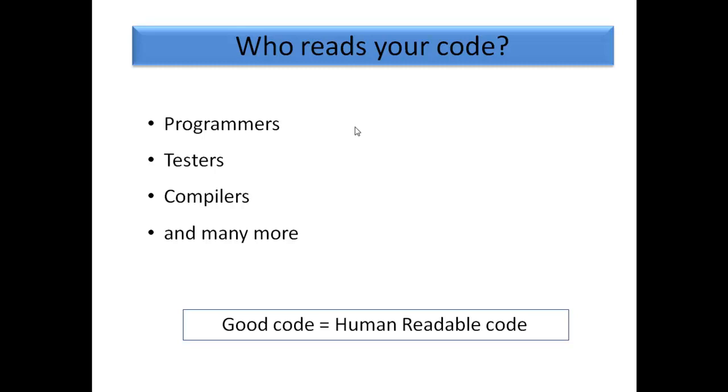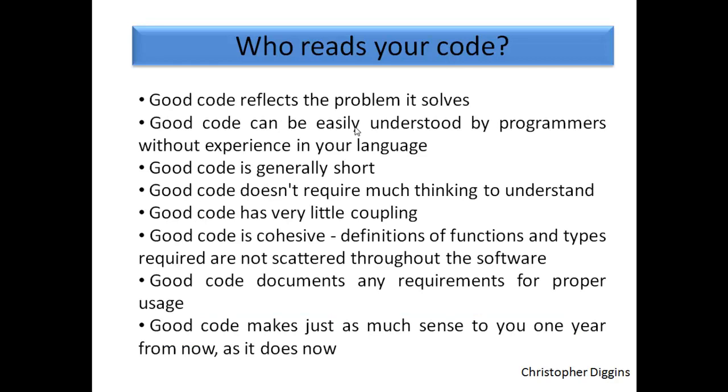The other basic software which is going to read your code is the compiler. Compilers are nothing but software which will react only based on the instructions given by the human being, so you have to make the compiler easily understand your code. That is more important. So good code is nothing but human readable code. This is obviously what is required.